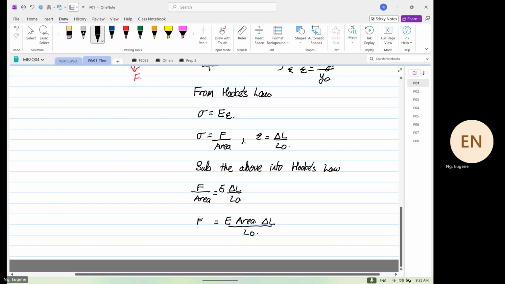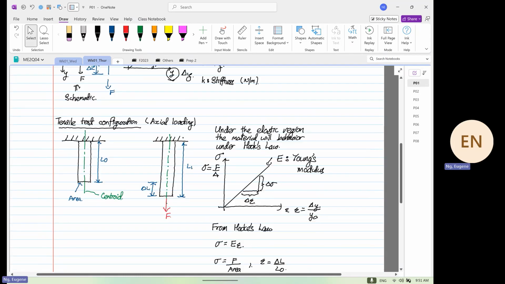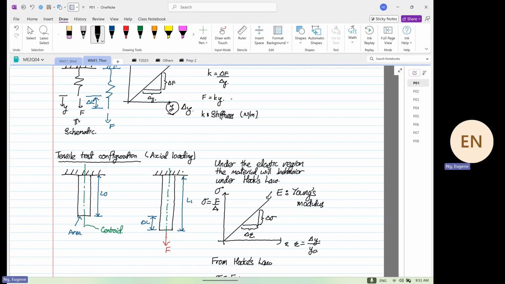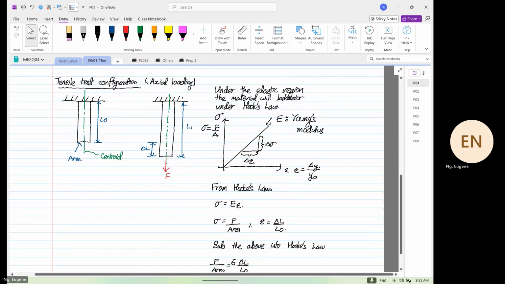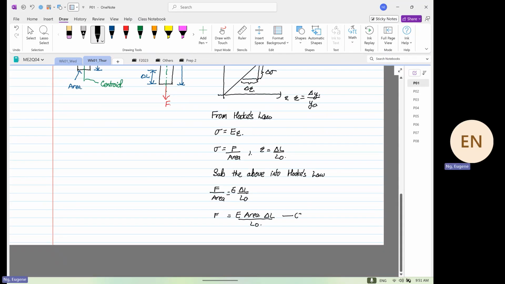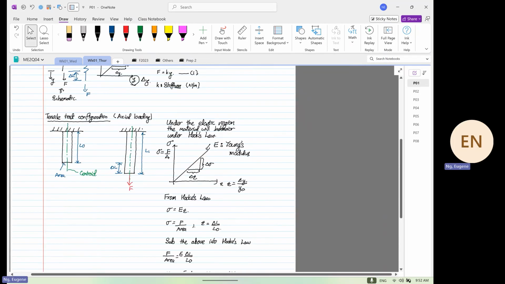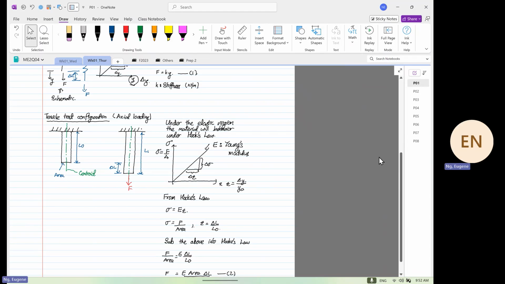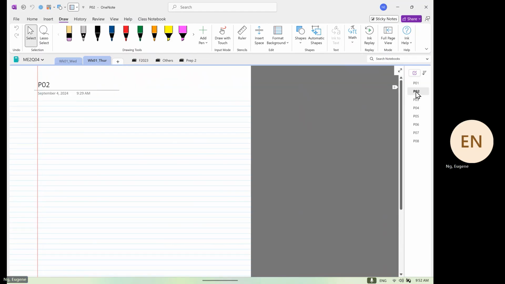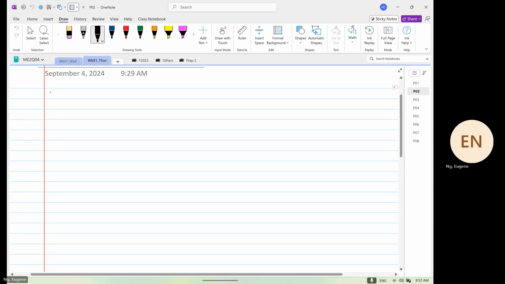Okay. So I'm going to call this equation over here our equation one. And we are going to call this equation number two. So I'm going to write out equation number one. We get F is equal to KY. And then we have equation number two.